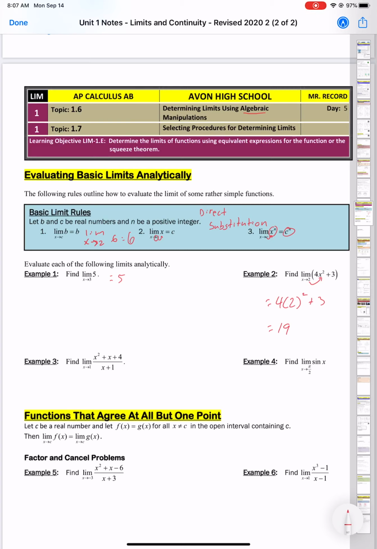Example 3, there's a little bit more to be cautious about. It's the limit as x approaches 1, and notice there is a denominator. Anytime there is a denominator, we have to make sure we're not letting that denominator equal 0.